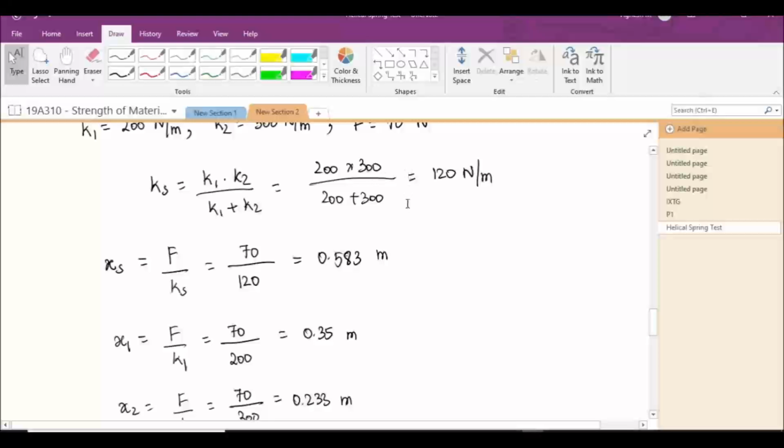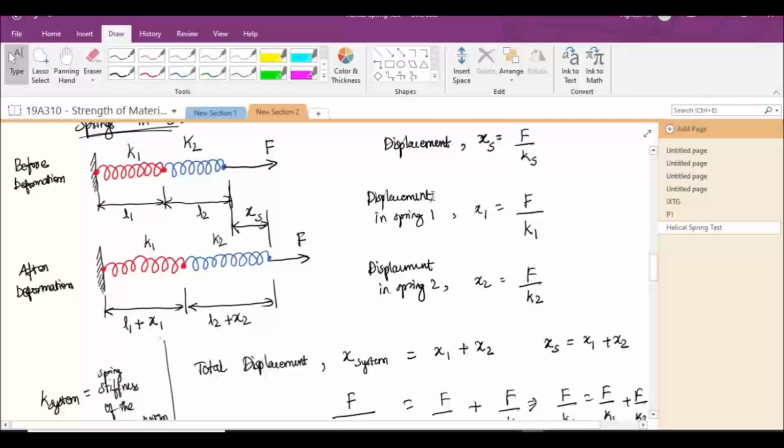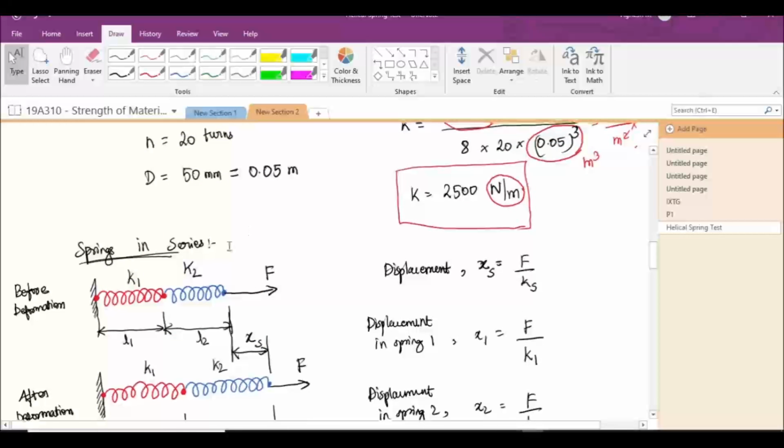One important thing you have to remember is that whenever we combine two or three springs in series, the stiffness of the entire system becomes less, or the system becomes less stiff. So if I have more springs, the system becomes less stiff.